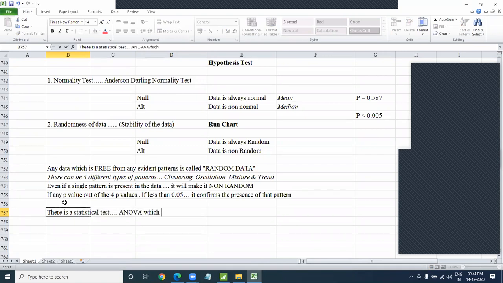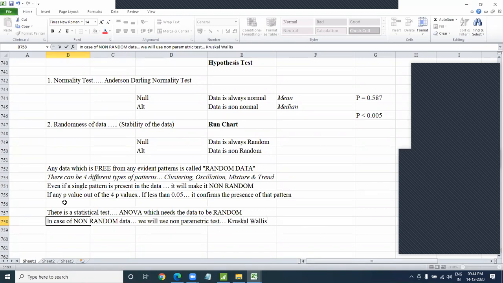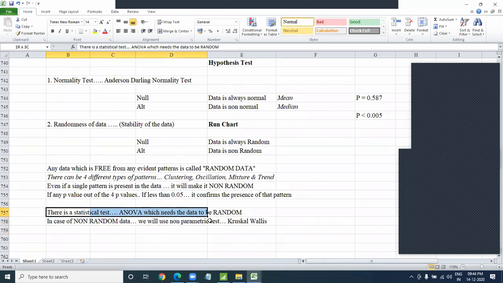ANOVA which needs the data to be random. In case of non-random data, we will use a non-parametric test, which is not the non-normal data test. In case the data is non-random, then we'll use a non-parametric test, Kruskal-Wallis. We'll just do that when we understand, but this is the purpose. When we start performing the test, we'll know when to use ANOVA, but it will come into the picture.